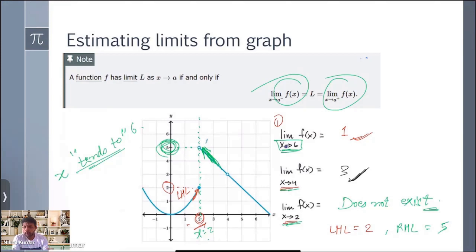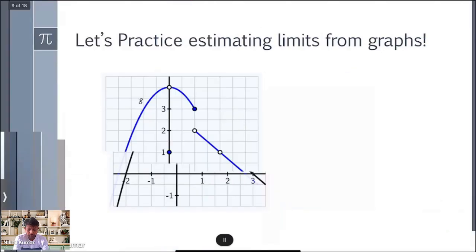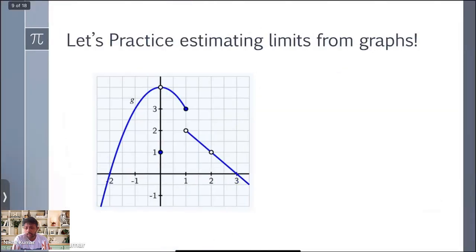Okay, let's try one more example. I have a very similar graph to the last one, and we're going to find out the limit of this function g of x at different points. This is the graph of g of x. It's defined along the domain, all real values of x. This is the x-axis, this is the y-axis.